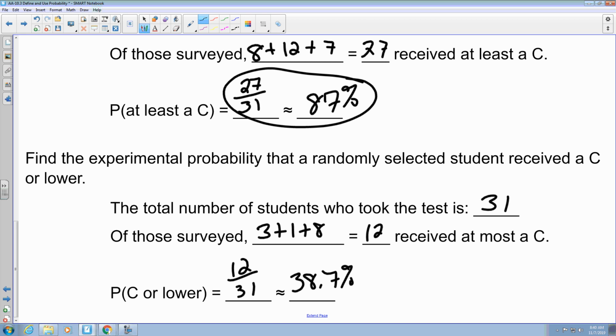And that is being able to define and use probability. Hope this helps.